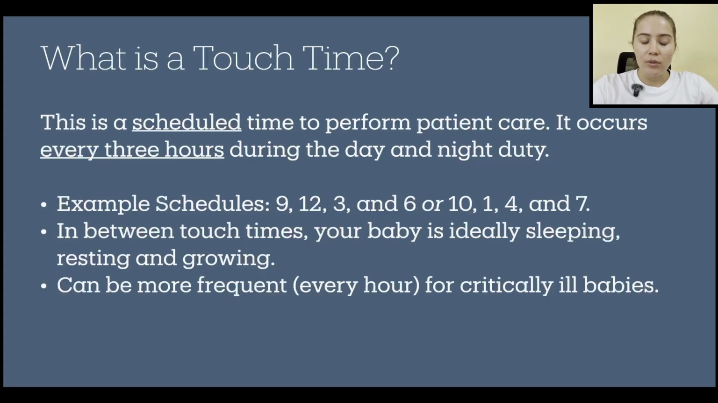So some example schedules of touch times are at 9, 12, 3, and 6, or 10, 1, 4, and 7. Touch times just happen every 3 hours throughout your whole shift. So whenever you're coming on shift, you start your touch time for your first baby, and then your baby ideally sleeps and rests and grows for the next 3 hours, and then you start your touch time again. So every baby has their own set of touch times. If you have a really critically ill baby in the NBU, your touch times might be more frequent, so every hour or every 2 hours.